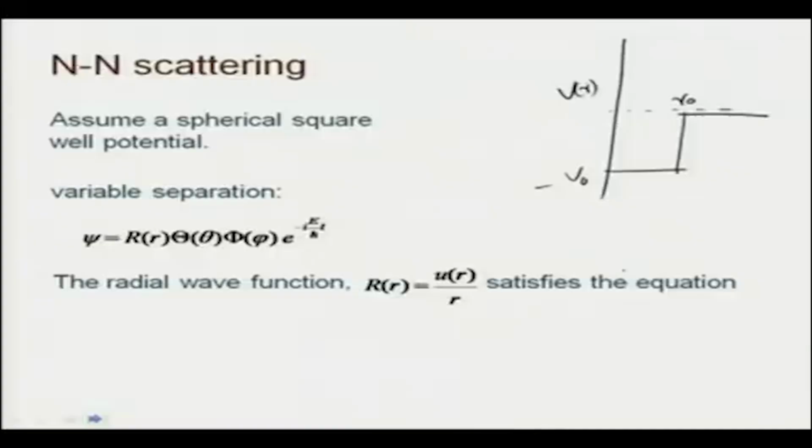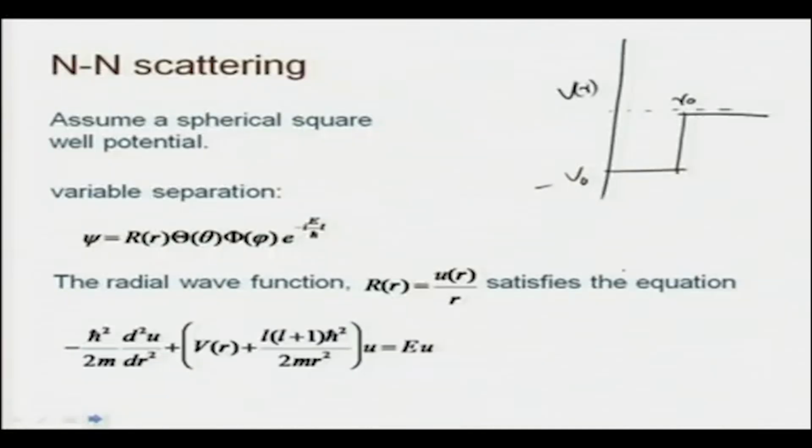and this u will now satisfy the equation: minus h cross squared over 2m d square u over dr square plus V plus L into L plus 1 h cross squared over 2 m r square u equals E u. So this is the Schrodinger equation satisfied by the radial part of the wave function.